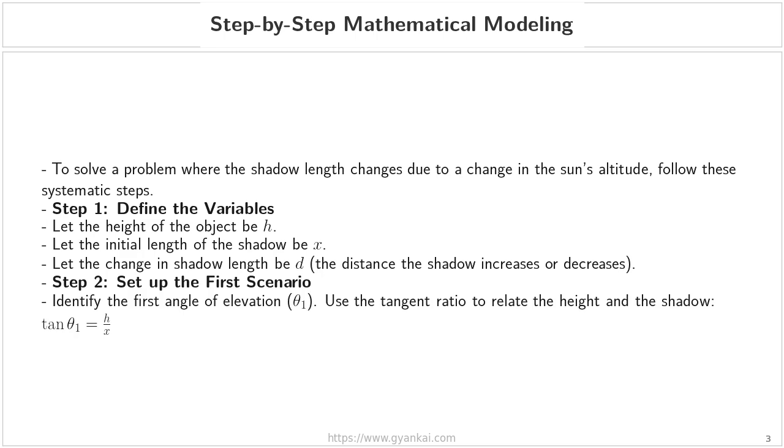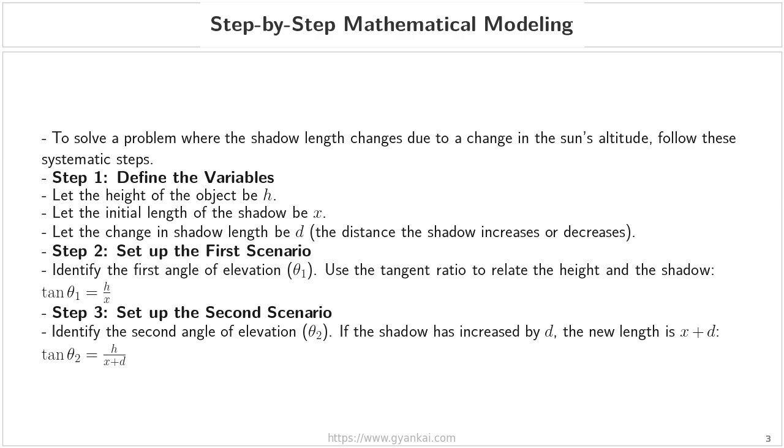Step 2 is where we set up our first scenario. Look at the problem and identify the first angle of elevation, which we will call θ1. Using the tangent ratio we discussed in the previous slide, you will relate the height to the initial shadow length. This gives us the equation, tangent of θ1 equals h over x.